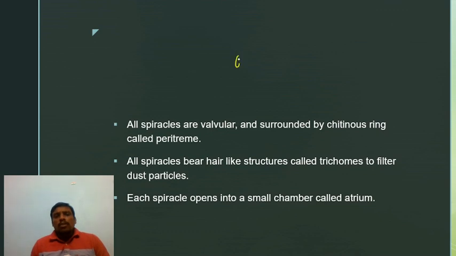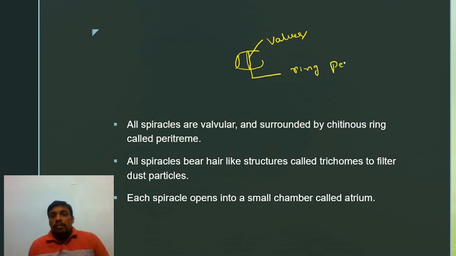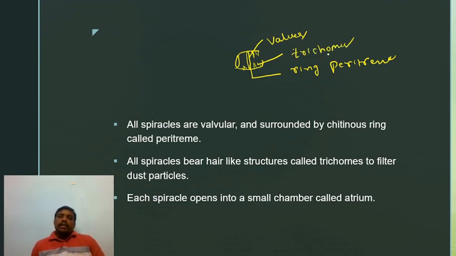All these spiracles contain specialized valves that help to transfer oxygen and carbon dioxide to the respective places, and they are supported by a chitinous ring that is called peritoneum. What is that called? Peritoneum. All spiracles have external hair-like openings. These hair-like openings help to filter the air and the dust particles present in the air. These hair-like structures are called trichomes.